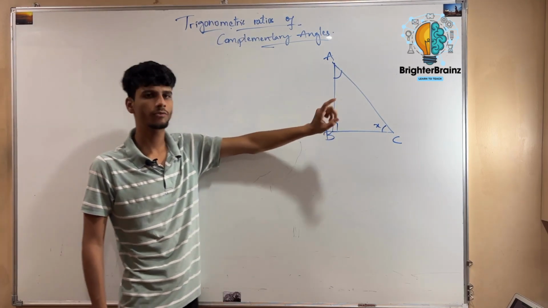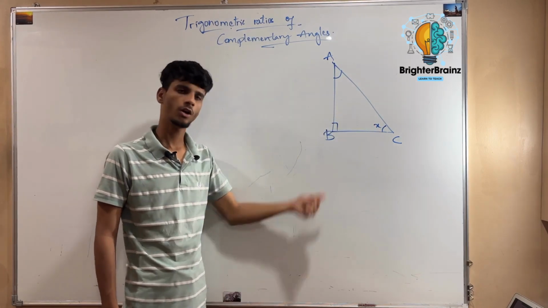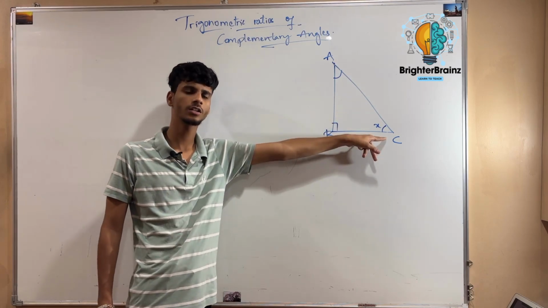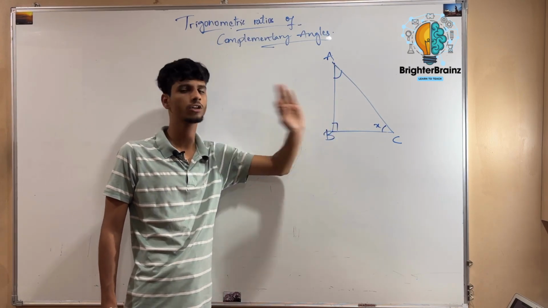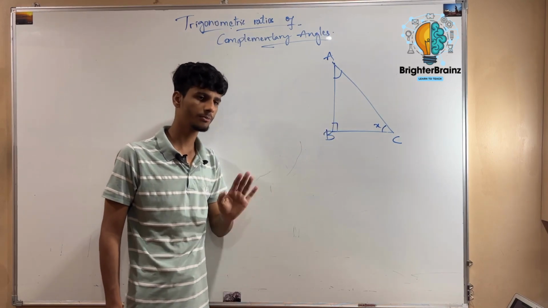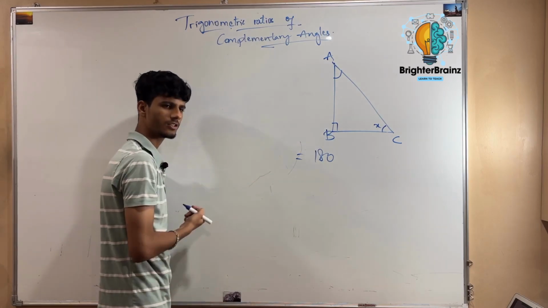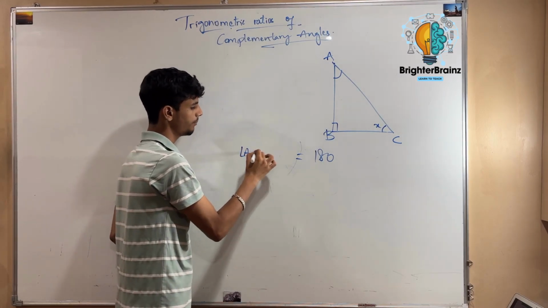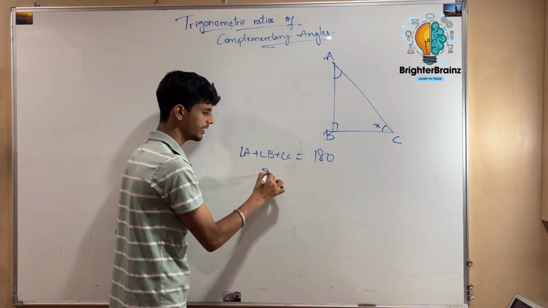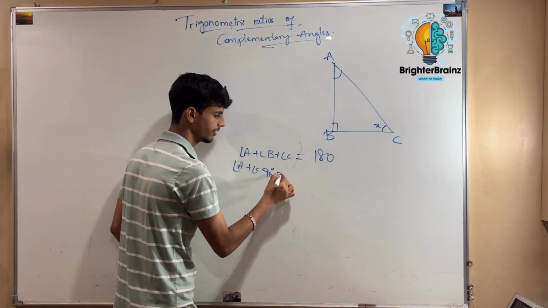We know that the sum of all the interior angles of a triangle is equal to 180. Already 90 degrees is in that 180, so how much should remain? It is not fixed at 45; the two should add up to 90. So angle A plus angle B plus angle C is equal to 180. We already know that angle B is 90 degrees. Now angle A plus angle C becomes 90.